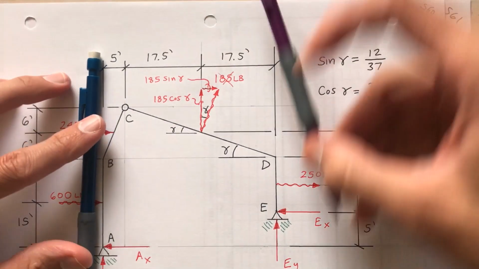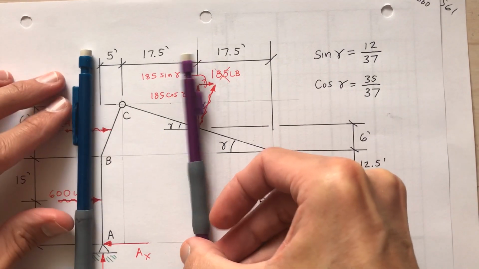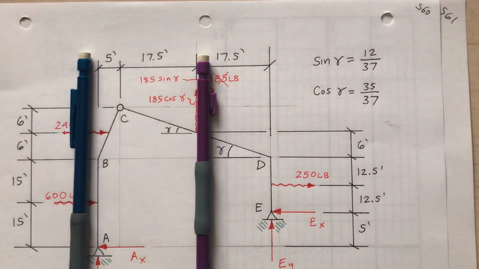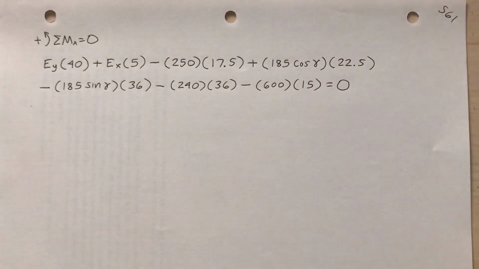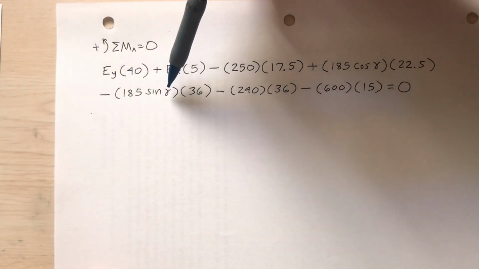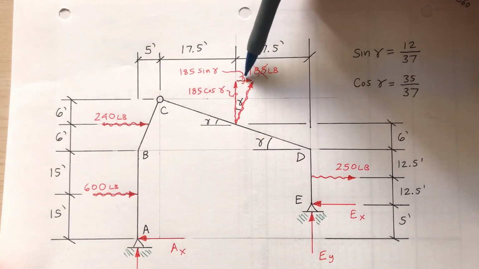Here, I'll use two pencils. How does this look? The moment arm, I'll get it right eventually. 5 plus 17.5, what is that, 22.5? Okay, so there's the 22.5. Minus 185 sine gamma times 36. What's that? 185 sine gamma.